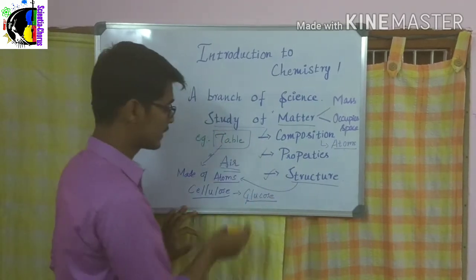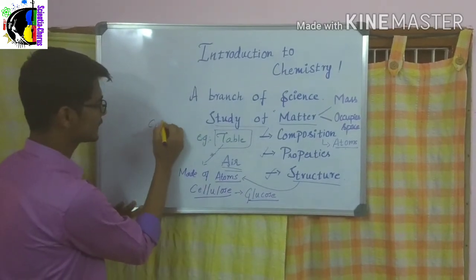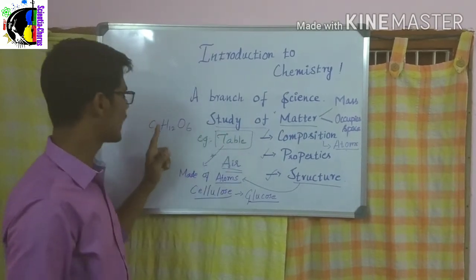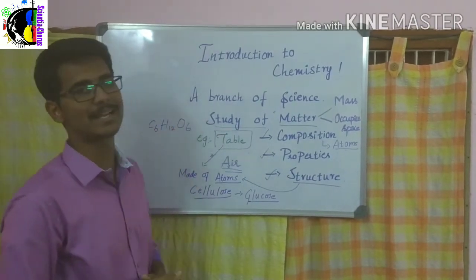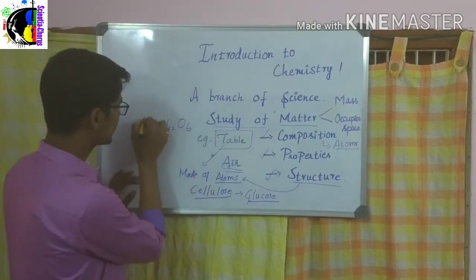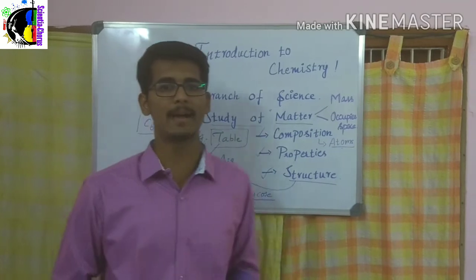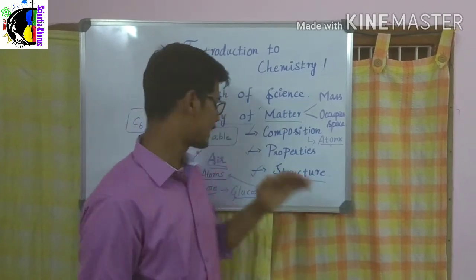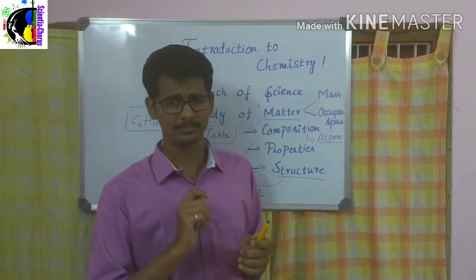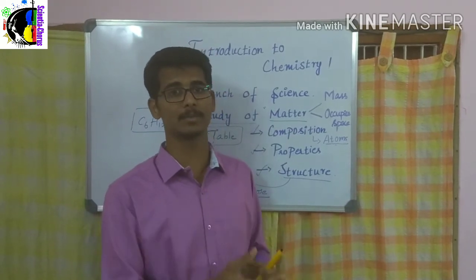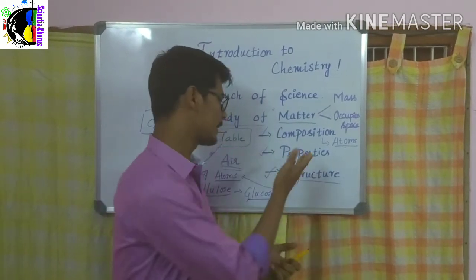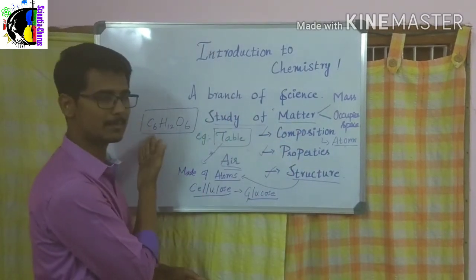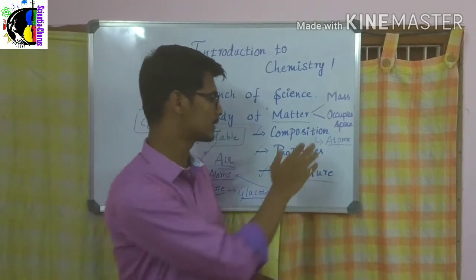So what is this glucose? Glucose is C6H12O6. There are carbon atoms, hydrogen atoms, and oxygen atoms present in it. Now this glucose has a structure, and all these things we learn under structure. And when you set fire to this wooden table, what happens to it, you learn under properties. Composition, as I already told, is 6 carbon atoms, 12 hydrogen and 6 oxygen atoms.